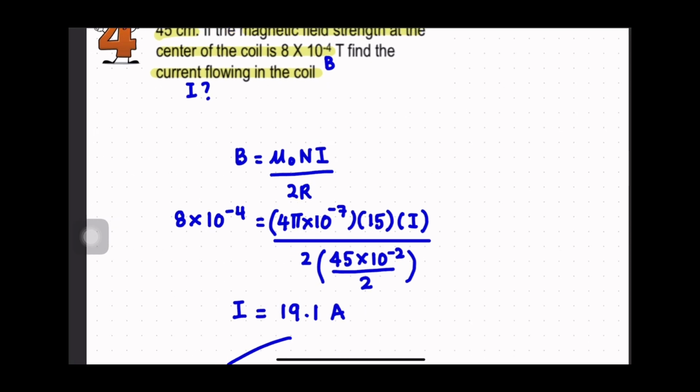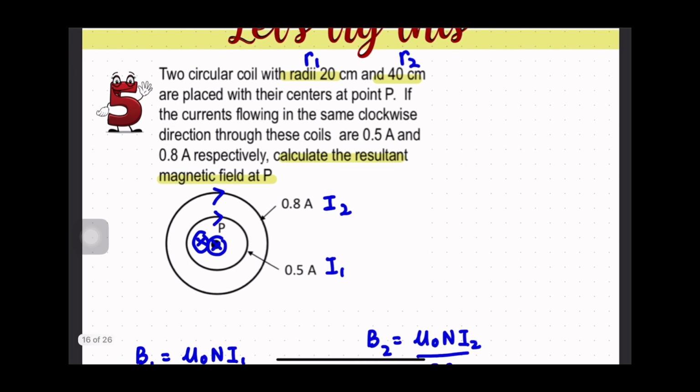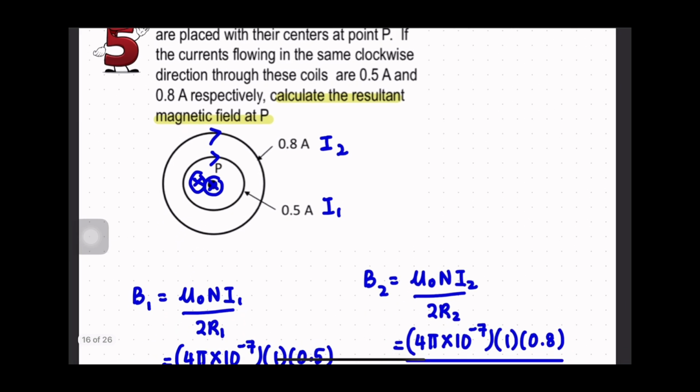Okay, so next example. We have two circular coils with radius of 20 cm and 40 cm placed with their center at point P. The current flows in the same clockwise direction. The coils carry 0.5 ampere and 0.8 ampere respectively. Calculate the resultant magnetic field at point P.